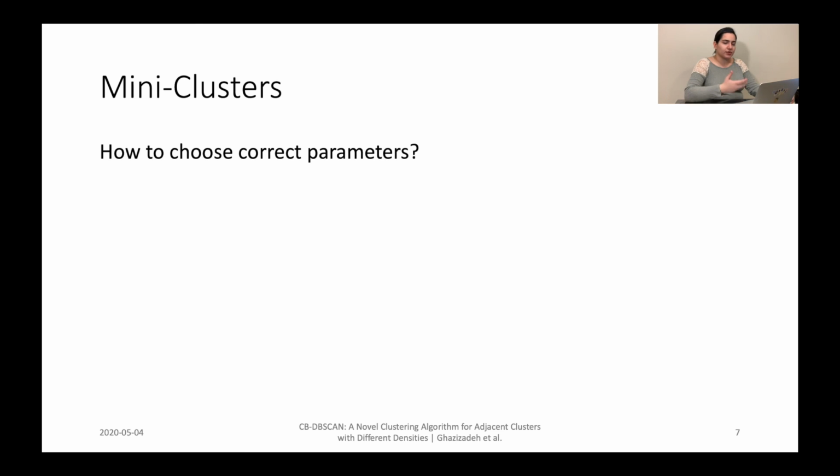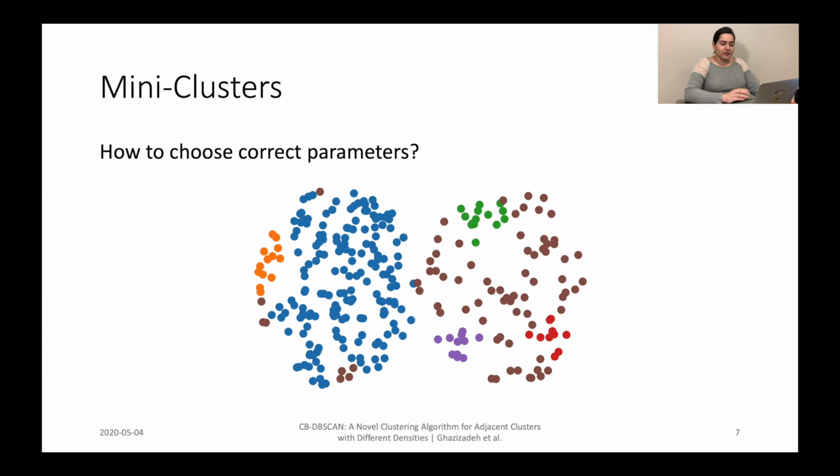But how do we choose the correct parameters for DBSCAN to produce our mini clusters? There are different outcomes for DBSCAN if you choose different parameters. Let's take a look. This is the first possible outcome if we have two adjacent clusters with different densities. As you can see, the parameters have been set in a way that both of these clusters are broken into smaller ones. Using the merging steps in our algorithm, we can correct this type of outcome from DBSCAN, and therefore we will end up with the proper clusters that we are looking for.